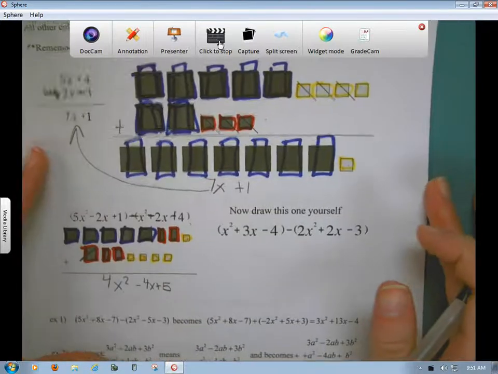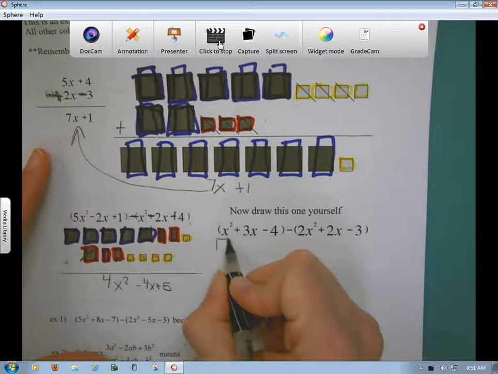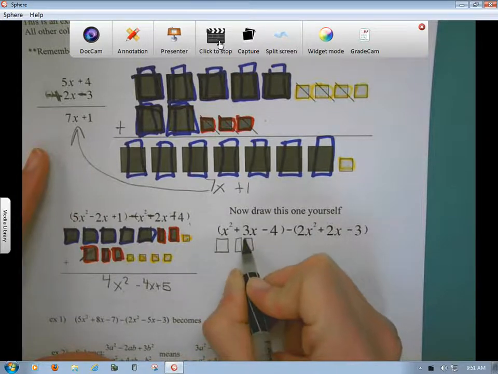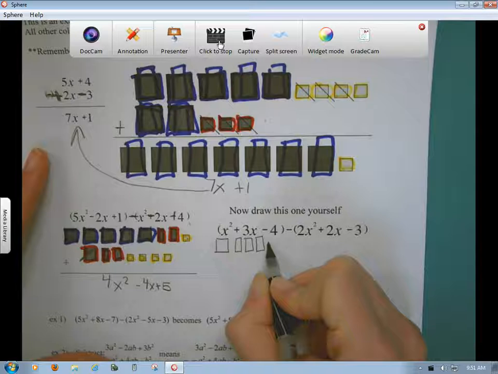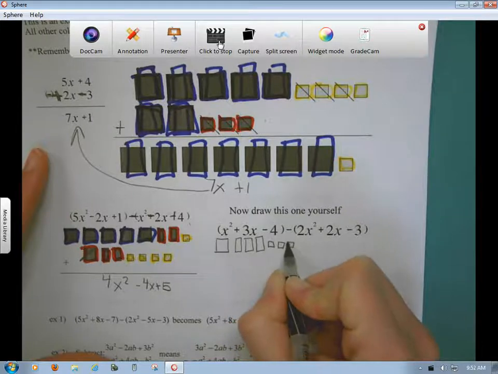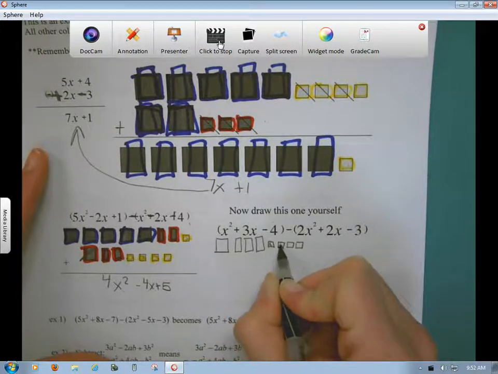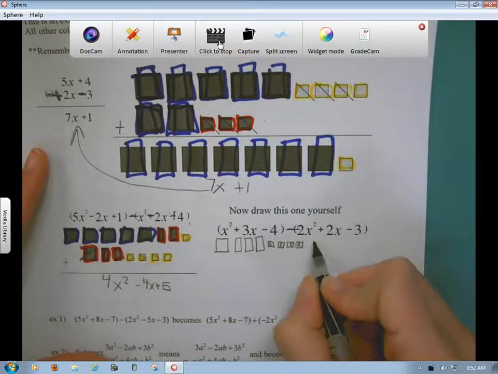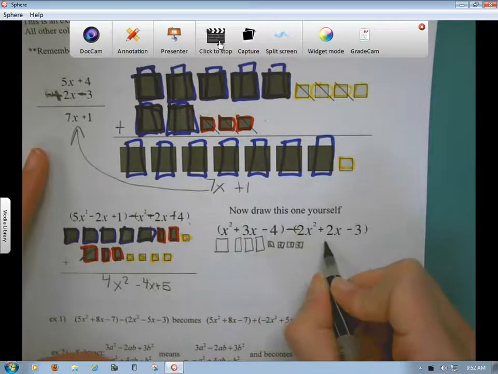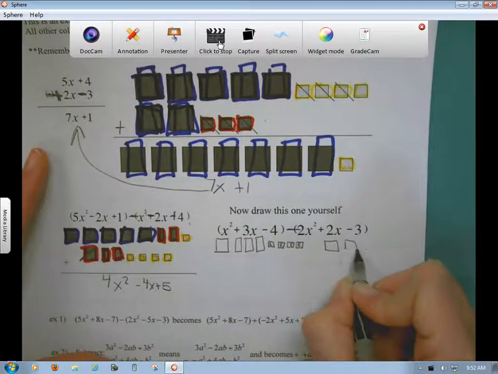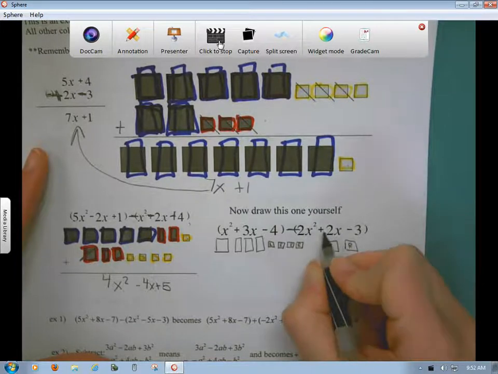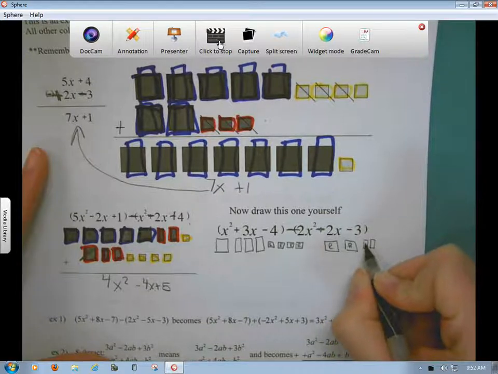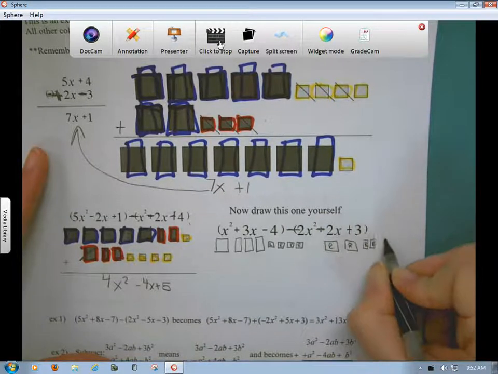So now if we want to draw them ourselves, this would be an x squared. Then we'd have 3 x's, those are the rectangles. And then we'd have 4, and these would be red. I'll put a little r in there for red. And then this becomes a minus 2x squared. So these would be red. And a minus 2x. So these would be red. And a plus 3.